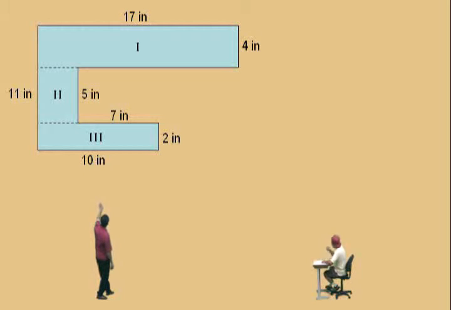Now, rectangle 2 over here. How tall is rectangle 2, Charlie? 5. It's that 5 inches. Now, that 11 inches runs all the way up and down. We don't need that. But we do have to find out how wide that is.